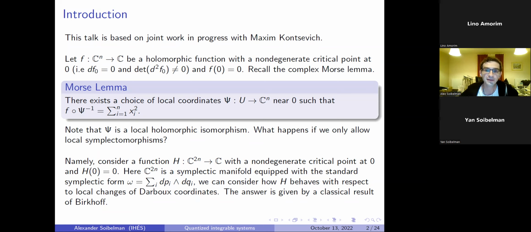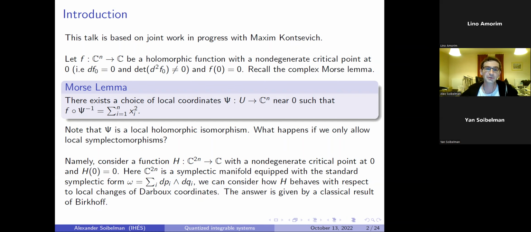The complex Morse lemma says that you have a local choice of coordinates that turns the function into a sum of squares. For the Morse lemma, the change of coordinates is a local holomorphic isomorphism. But you might ask what would happen if, instead of that, you were to only allow local symplectomorphisms. There is an answer to this question.